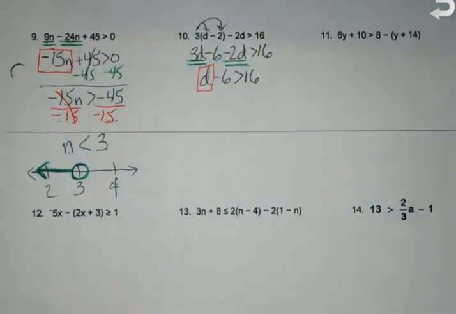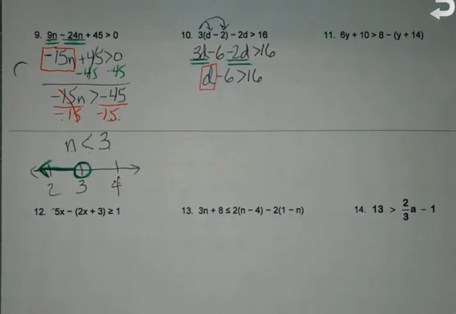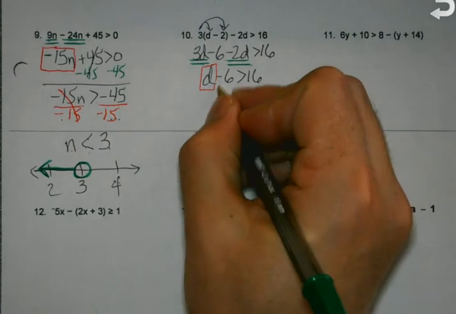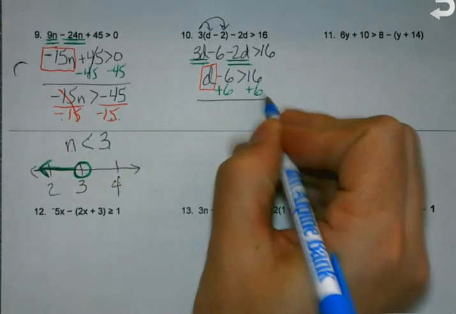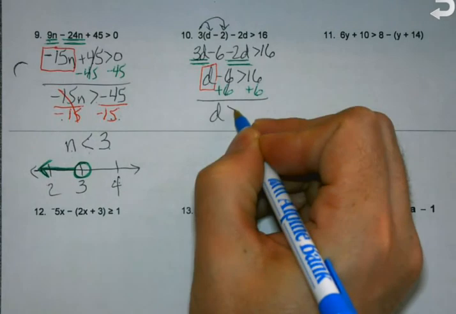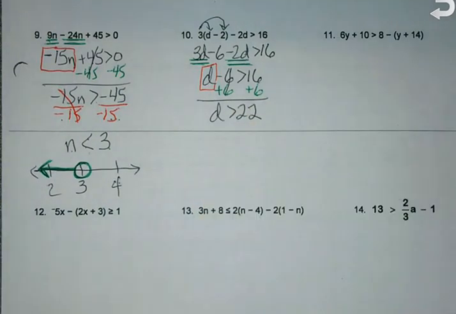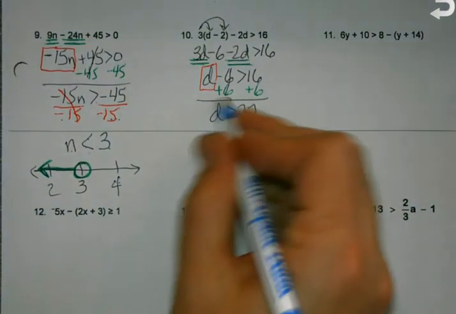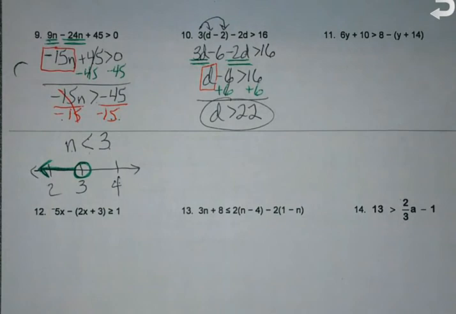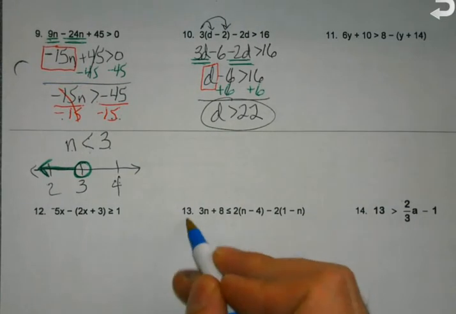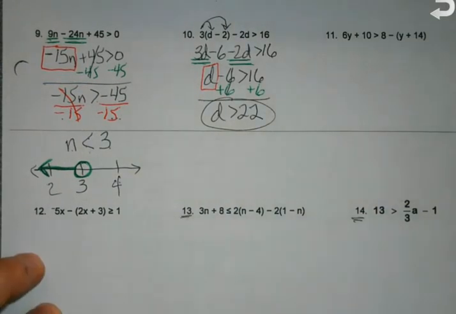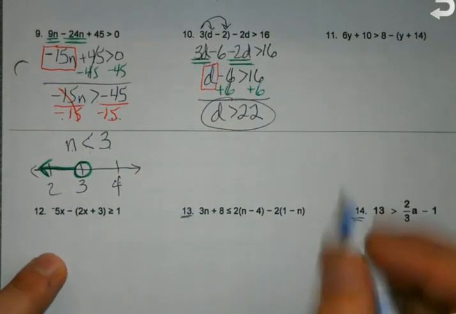So now I've got to do my one step to get d by itself. Add 6. And I'm done. So don't let distributive properties, things like that, bug you. Let me take a look at 13 and 14 and a couple of these words, and I'll get you rolling.